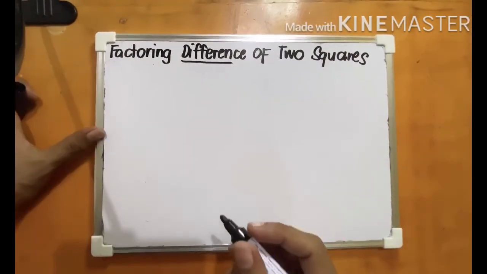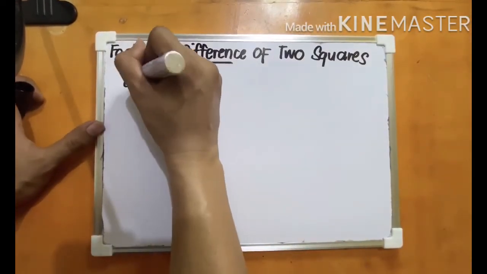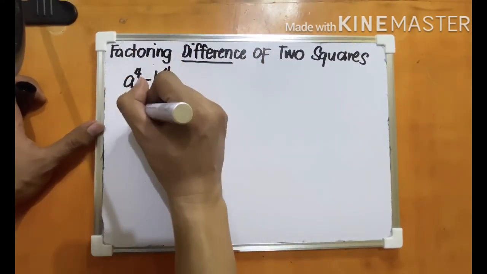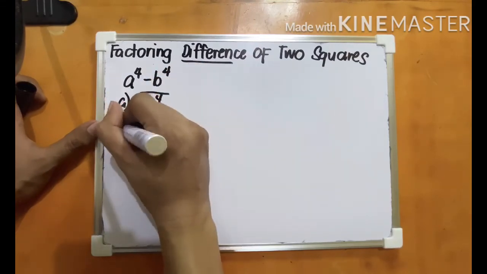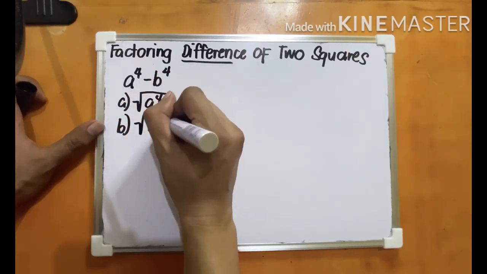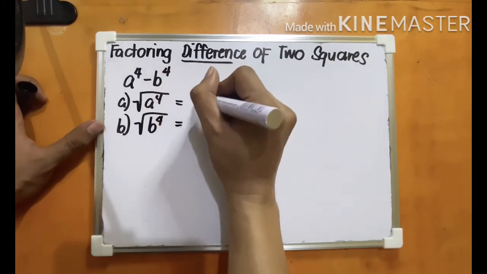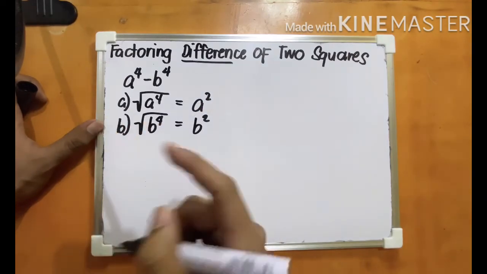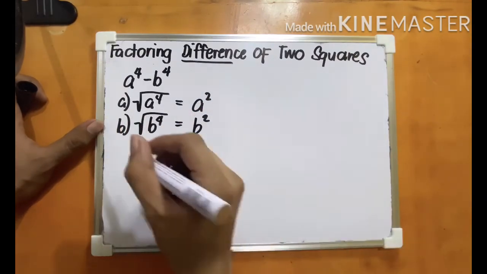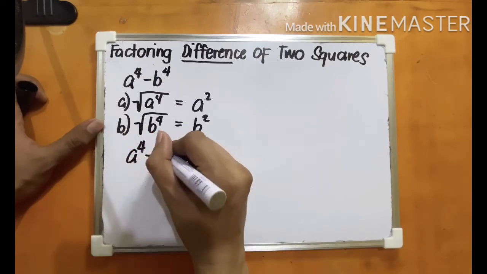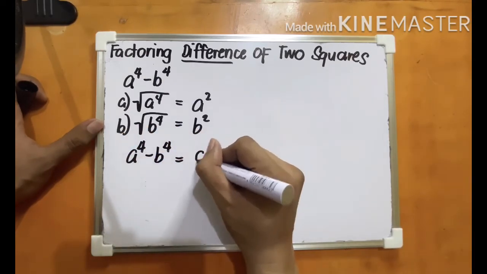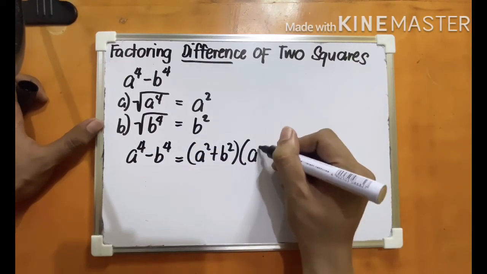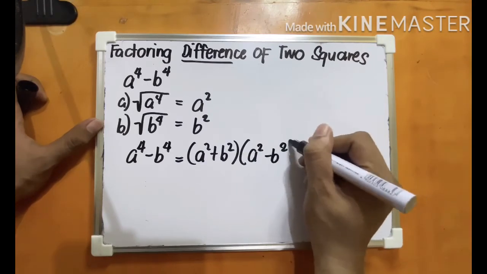Have another example again. We have a⁴ − b⁴. So again, step A, square root of a⁴. And then step B is square root of b⁴. So 4 divided by 2 is 2. So a squared, then b squared. So you can say that a⁴ − b⁴ is equal to (a² + b²)(a² − b²).